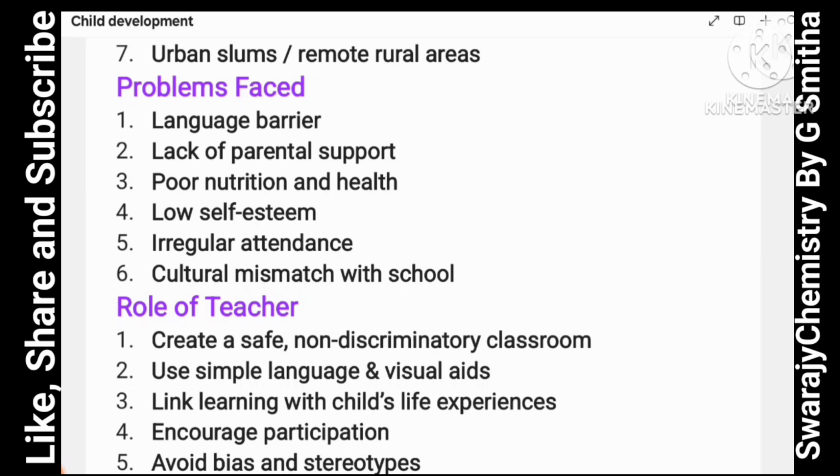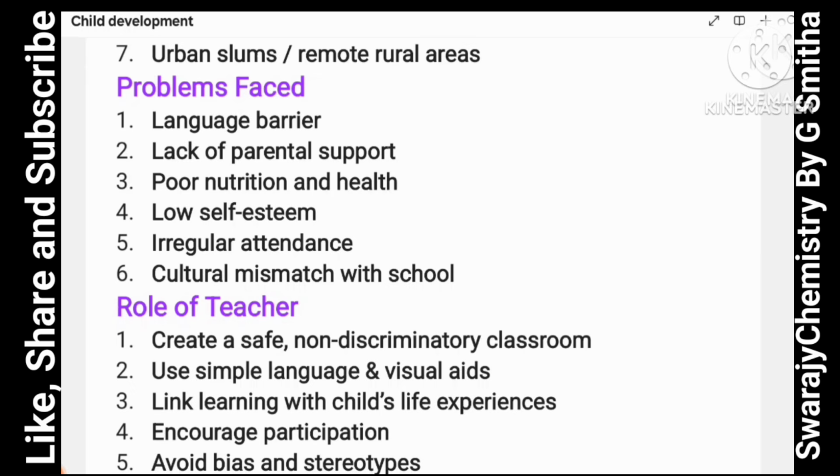The fifth one is irregular attendance. Some children miss school to help family, work to earn money, or move from place to place. This leads to gaps in learning and difficulty in catching up with lessons. The sixth one is a cultural mismatch with the school. Sometimes the child's home culture is different from school culture. For example, different way of speaking, different customs, different behavior. This makes the child feel uncomfortable in school.